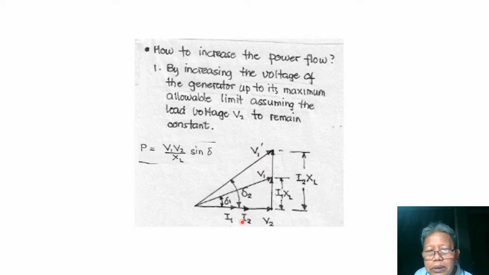Now, we also see that the angle of bus 1 also increased from delta 1 to delta 2, as shown here. So increasing the voltage at bus 1 will necessitate the increase in current supply and also the increase in the terminal angle of our bus 1, which is actually the rotor angle of our generator.